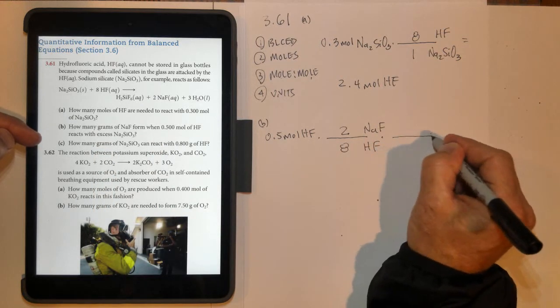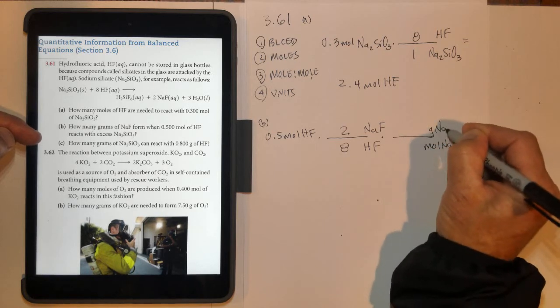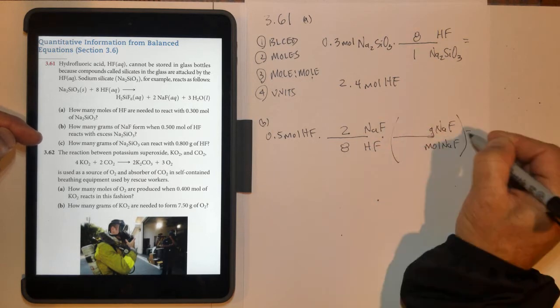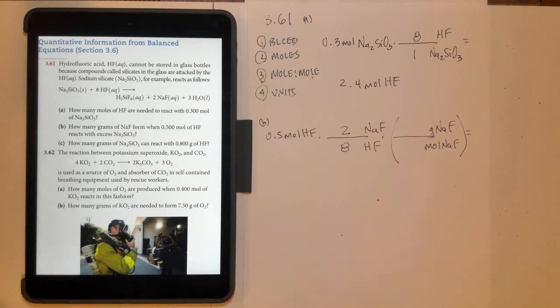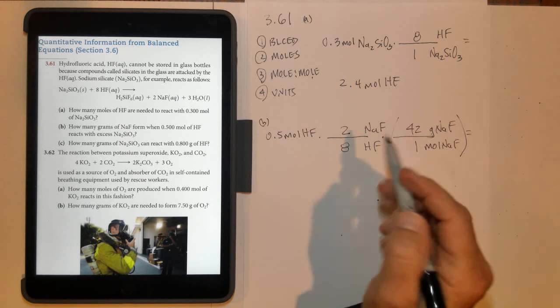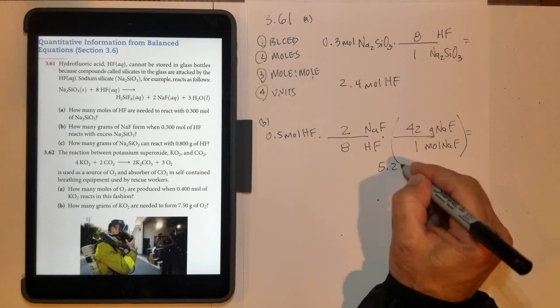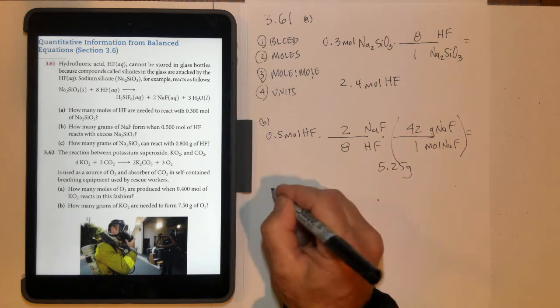So now lastly, I need to go from moles of NaF right here to grams of NaF. To do this, I have to add up NaF on the periodic table, and I believe it's about 42 grams per mole of NaF. Following through with this 2:8 ratio and 42 in my calculator, I get 5.25 grams of NaF that are formed.